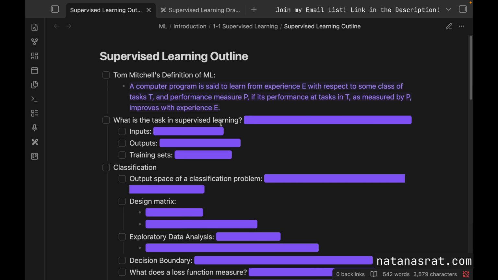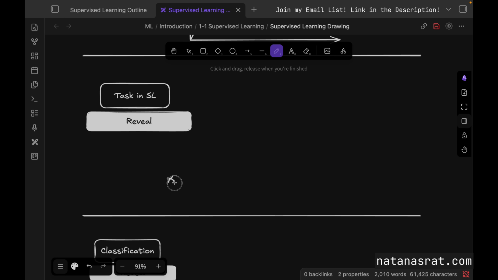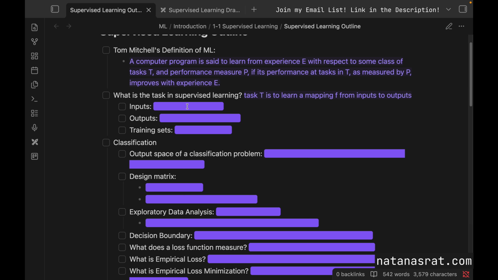So when we make it specific for supervised learning, what is the task T? The task T is to learn a mapping F from inputs to outputs. What do we mean a mapping F? Say we have input X and we want the output Y. So what we're trying to learn is F, which is a function which maps X input to Y outputs. We call the inputs features or predictors, and we call the outputs label, target, or response.